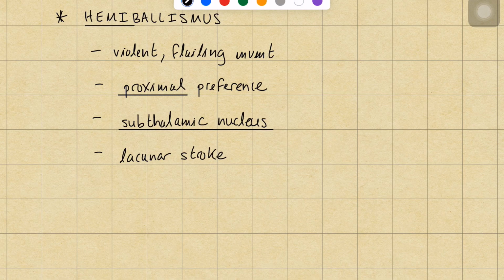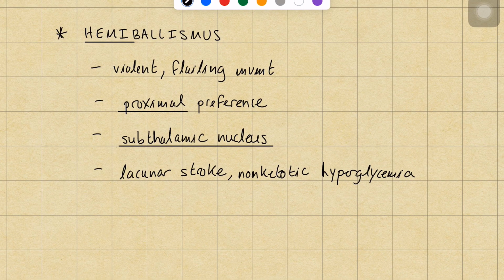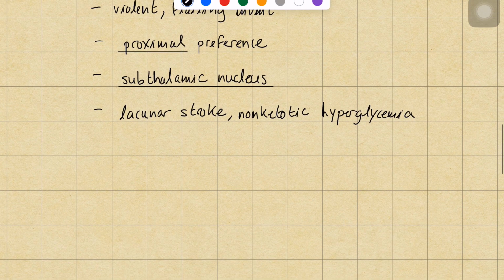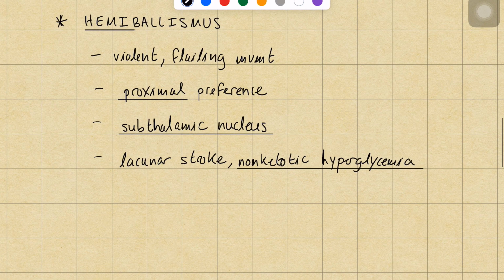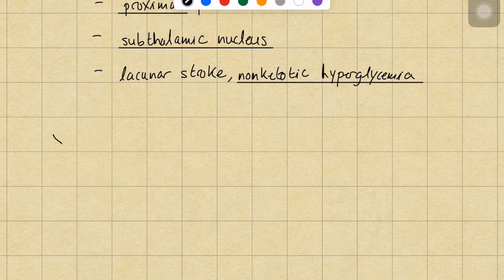And then, interestingly enough, through a different mechanism, you'll see that non-ketotic hyperglycemia will also affect the subthalamic nucleus and can cause hemiballismus that can be reversed by treating the hyperglycemia. So that's kind of an interesting non-primary neurologic etiology for hemiballismus. And then the next one that we want to cover is dystonia.